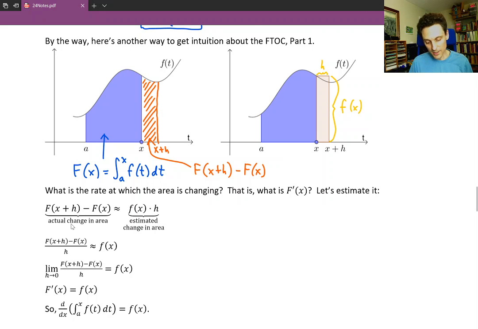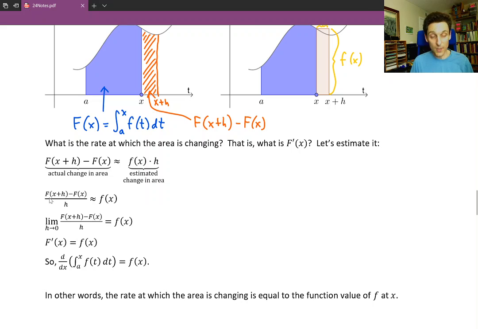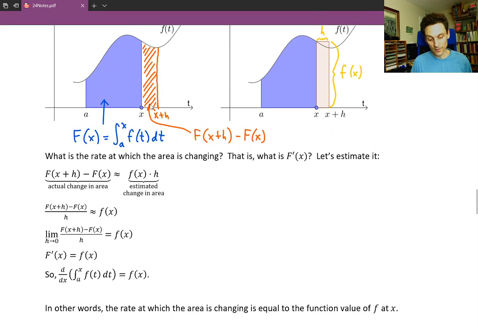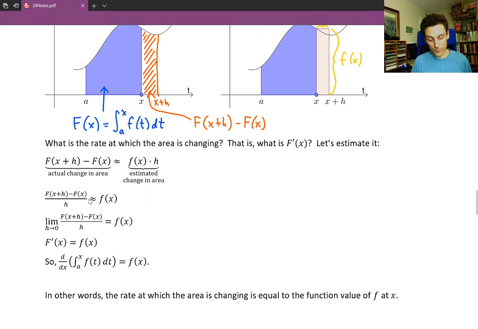Now we could divide by h on both sides, and then to make them exactly the same, we could take the limit as h approaches 0. As h shrinks down to 0, the actual area is going to approach the approximated area. Right? These rectangles will be skinnier and skinnier, and they'll be closer to the actual area involved. So when we take the limit as h approaches 0 on both sides, on the left side we just have the limit as h approaches 0 of big F of x plus h minus big F of x all over h. That should look really familiar. And that equals the limit as h approaches 0 of f of x, which is just f of x.